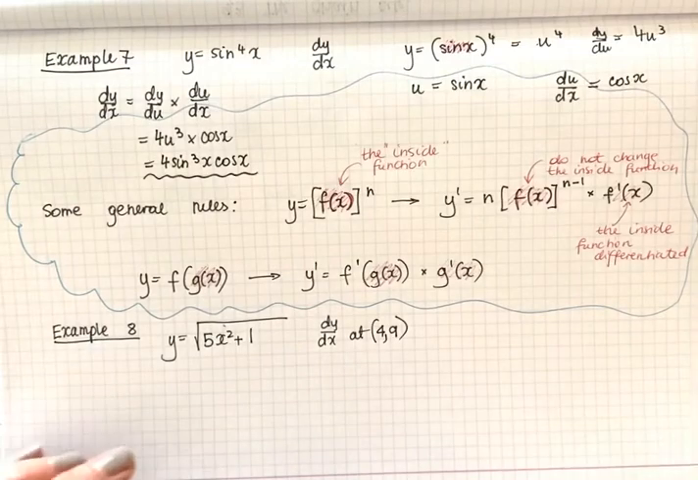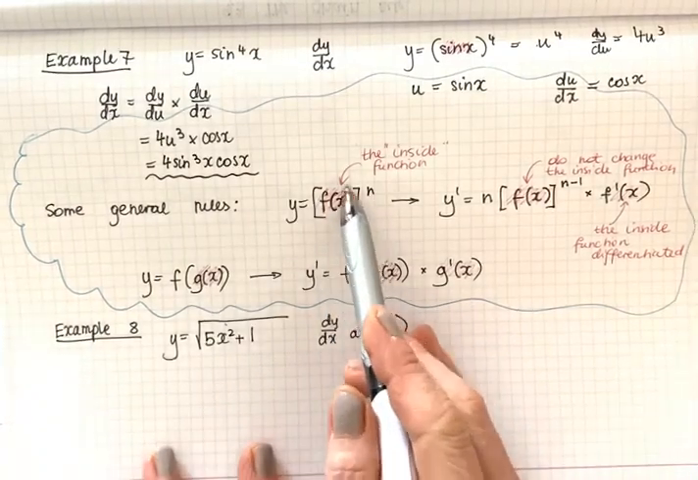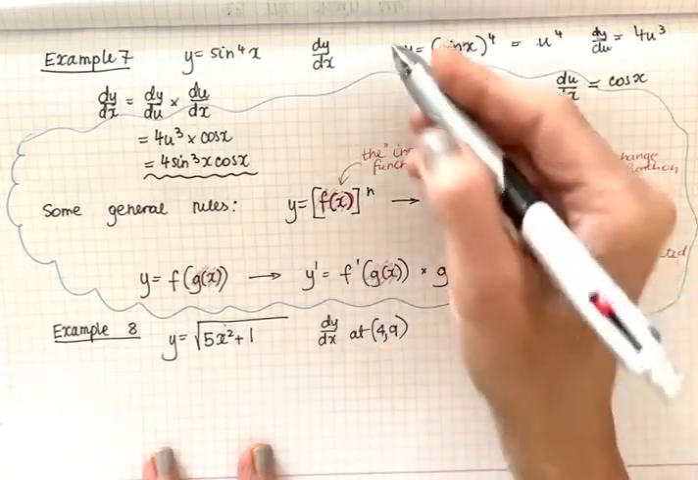So what about those general results? So this is the function to the power of n. So this is your power function.